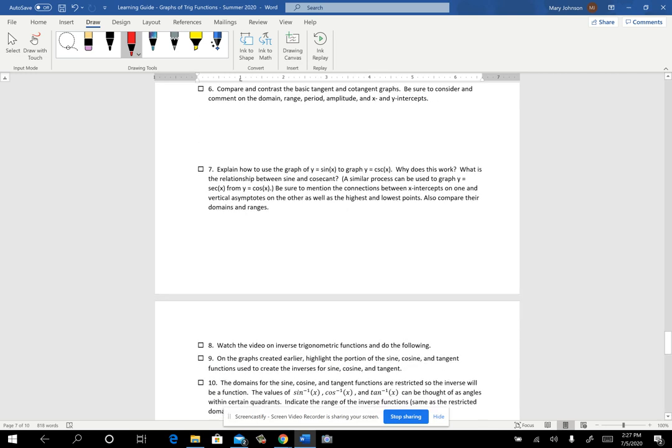On 7, I want you to think about how did we graph cosecant? Run through that again in your mind. Think about why that works. How is it useful? Why does it work? Think about how the x-intercepts on one of them turn out to be the vertical asymptotes on the other. Why is that? Think about how the highest point on the sine graph turns out to be where the lowest point on those little u's happen. Think about that and try to write up a little bit of that.